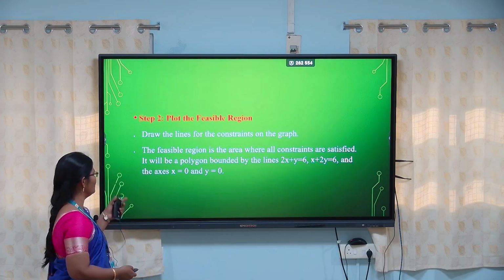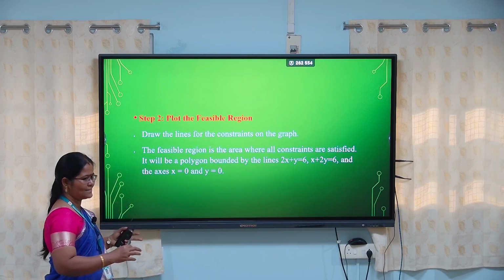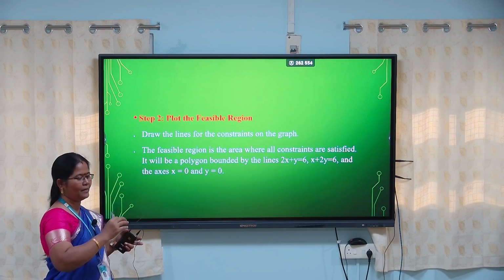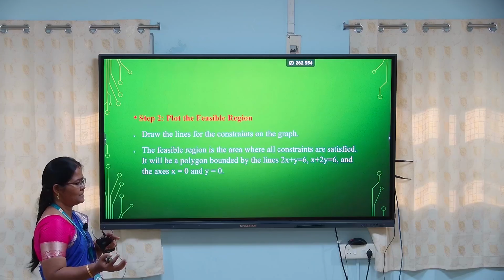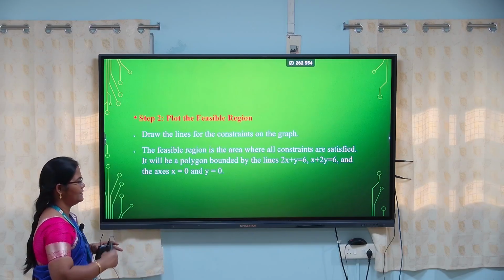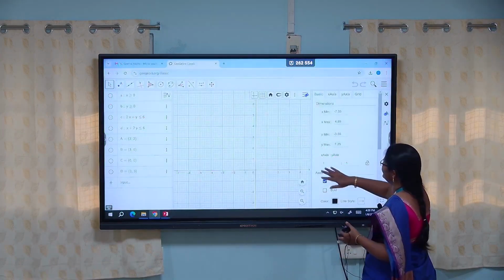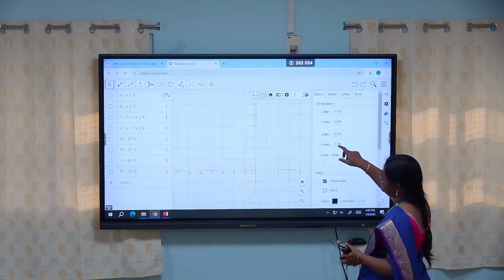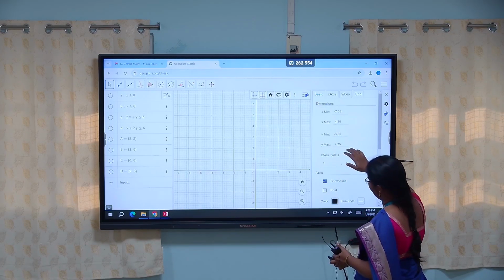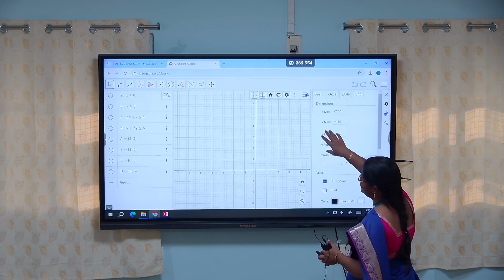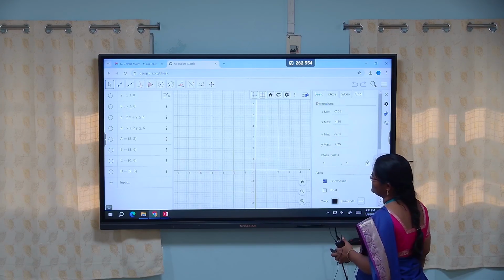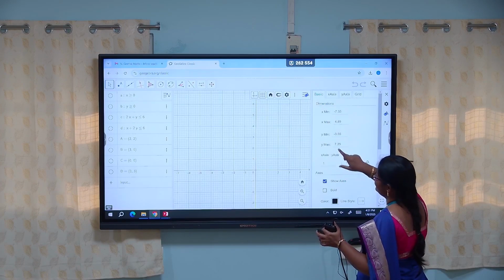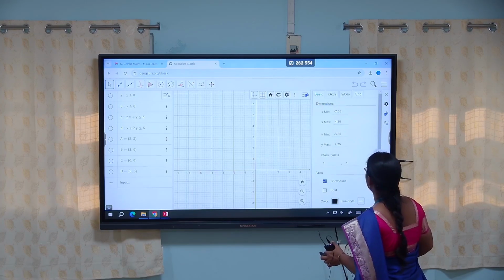Next we have to use GeoGebra to plot these lines and mark the feasible region and the corner points, and then we move on to the objective or optimization of the original problem. This is a GeoGebra window. You can use it online, and also we can use GeoGebra Classic. Just enter GeoGebra Classic on the Google Chrome page, then the window will be opened.